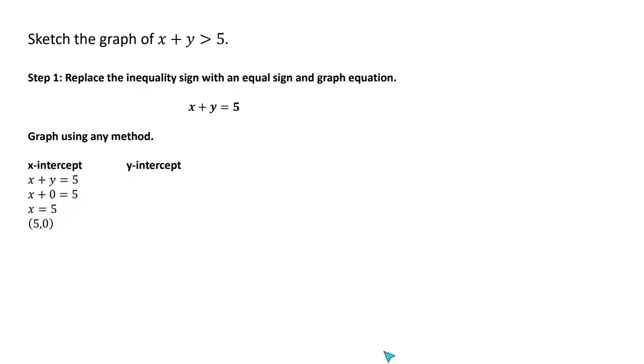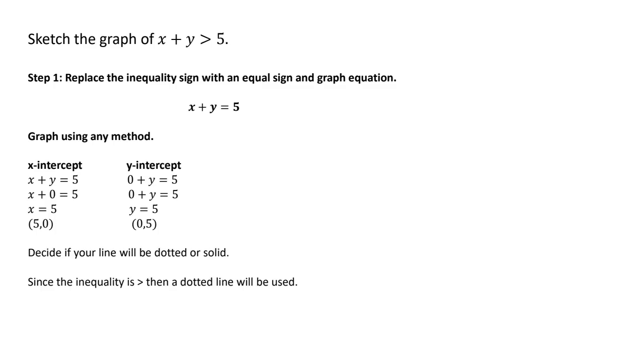(5, 0). And then for the y-intercept, remember we let x equal 0. If x is 0 and I solve for y, then y is equal to 5. So my y-intercept is (0, 5). I can use these two points to graph this equation. First, let's decide if we're going to have a dotted line or a solid line. If you notice, the inequality sign is a greater than sign. That means that we're going to use a dotted line.